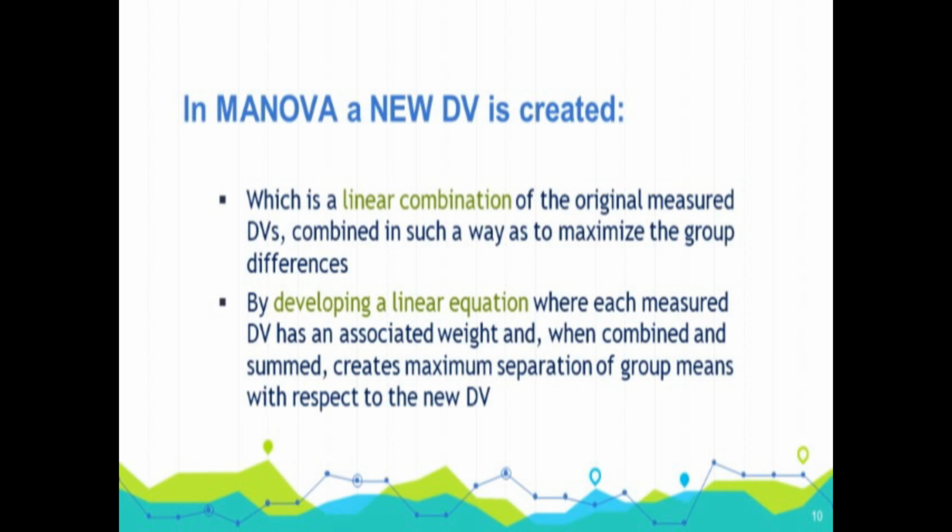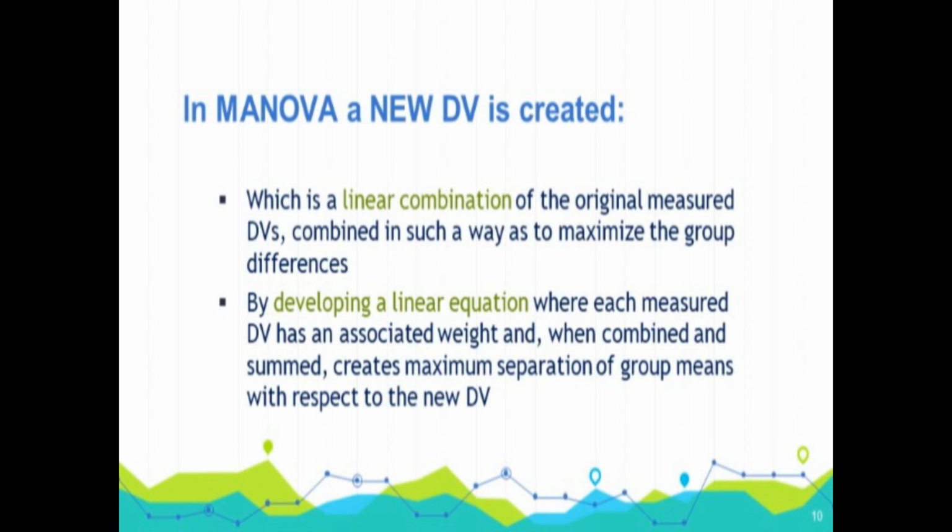In MANOVA, a new dependent variable is created, which is a linear combination of the original measured dependent variables combined in such a way as to maximize the group differences. This is done by developing a linear equation where each measured dependent variable has an associated weight, and when combined and summed, it creates maximum separation of group means with respect to the new dependent variable.